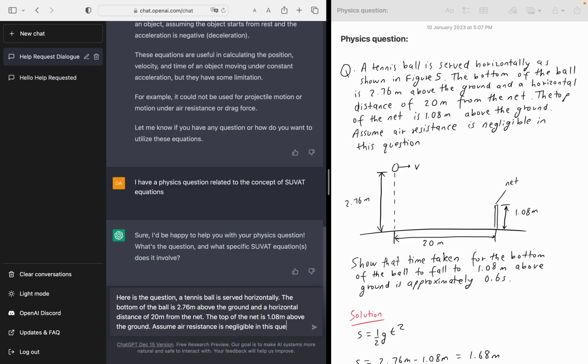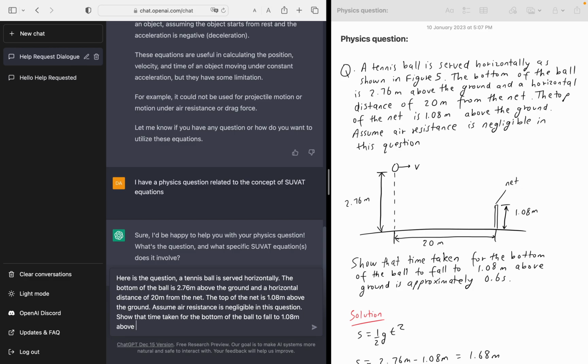We're not showing it the diagram since the question itself specifies it properly. We have to show that the time taken for the bottom of the ball to fall to 1.08 meters above the ground is approximately 0.6 seconds. So we're asking the tool to solve this using one of the SUVAT equations and show that the time taken is approximately 0.6 seconds.